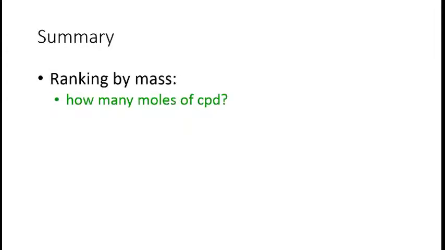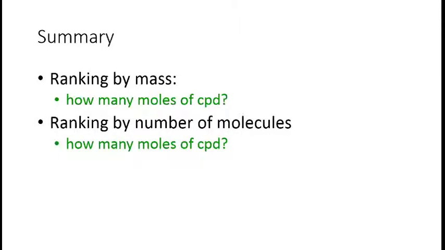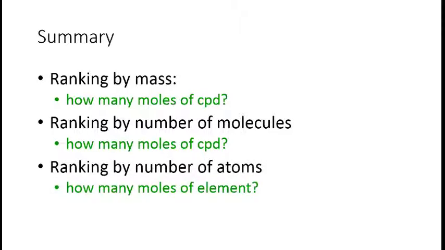In summary, we have ranked samples in mass. The key was to find how many moles of each compound were present. We've also ranked by number of molecules. Again, we needed to know how many moles of compound were present. The last set of problems asked us to rank samples in number of atoms. There we had to find the number of moles of each element or elements present. We should associate molecules with the compound as a whole. We should associate atoms inside a molecule with the individual elements inside a compound.